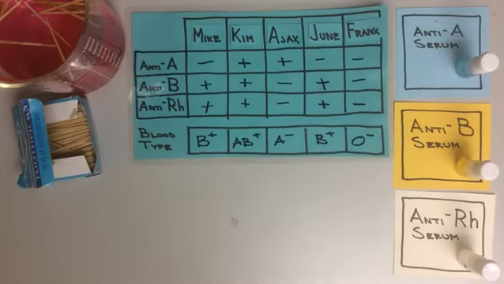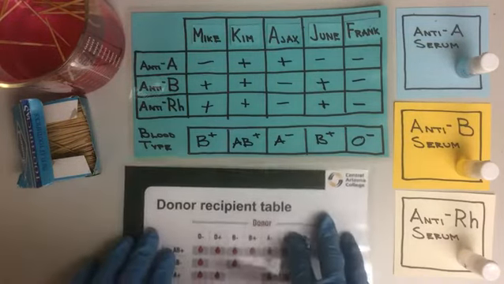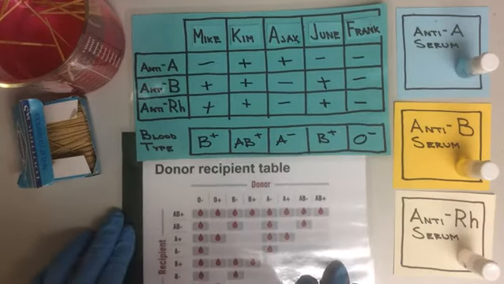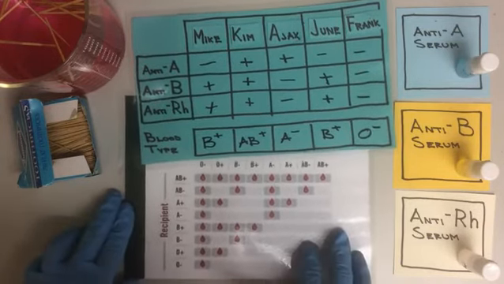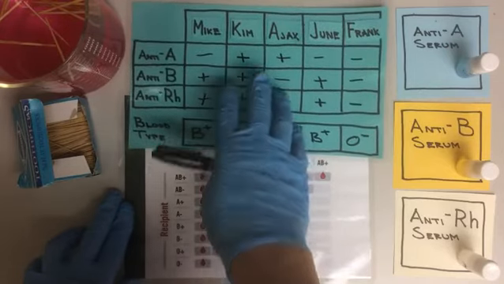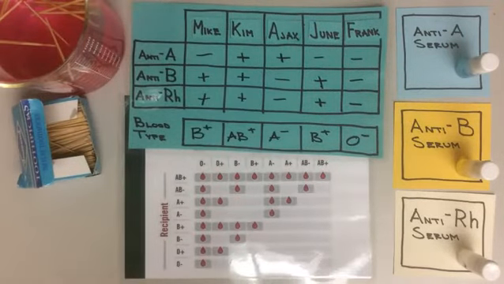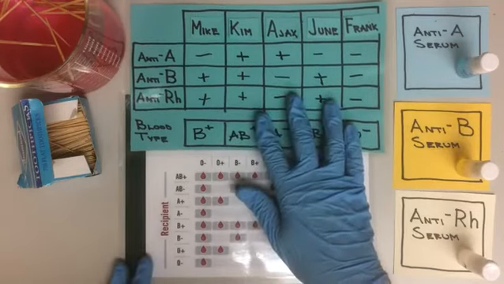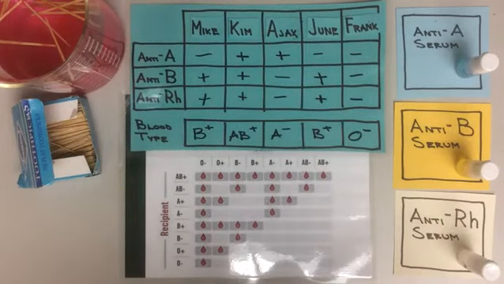Now that we have analyzed all blood types, let's return to our donor-recipient table and have a look at who could donate blood to Mike. If we look at the potential candidates, we will notice that the ideal candidate would be June. Her blood group is a complete match to that of Mike, both being B positive.